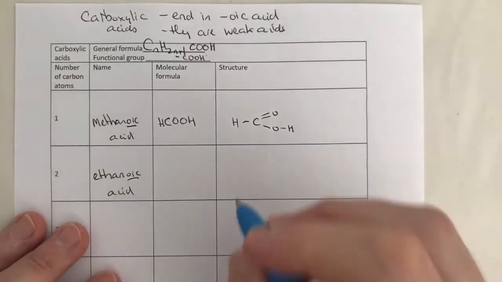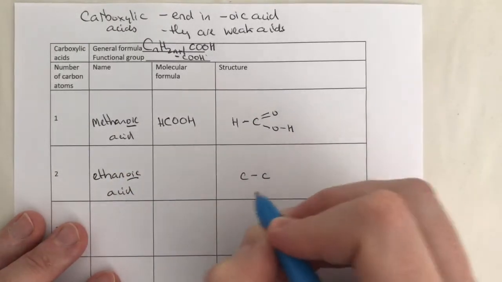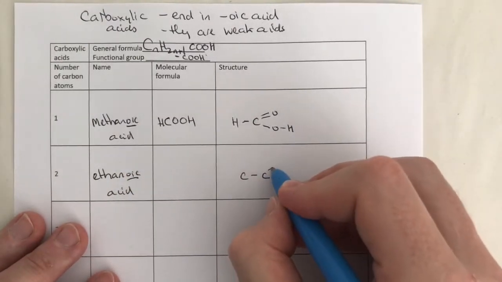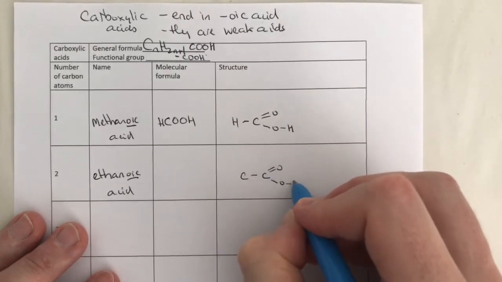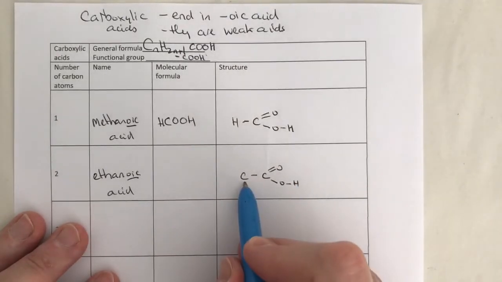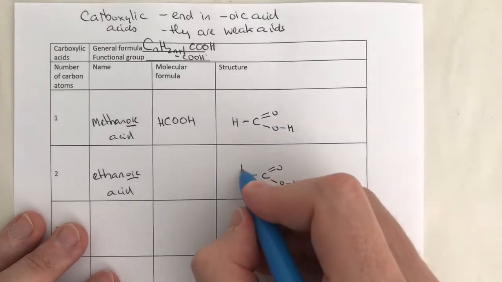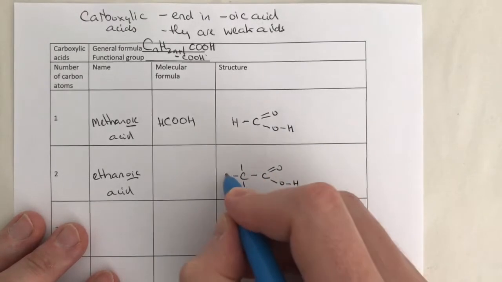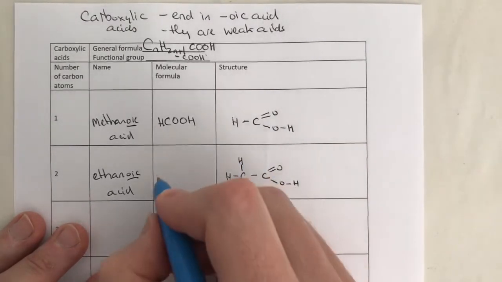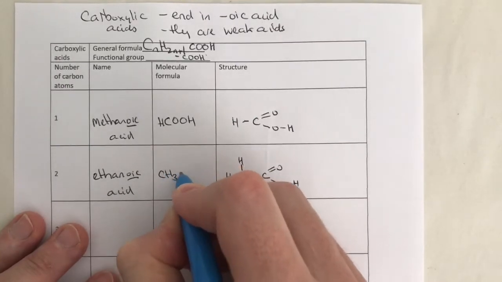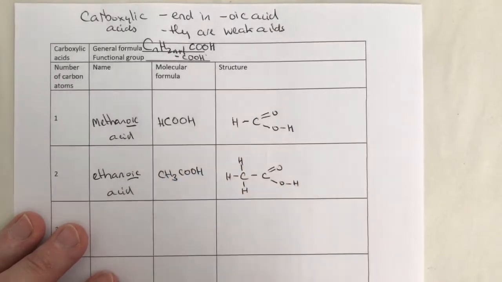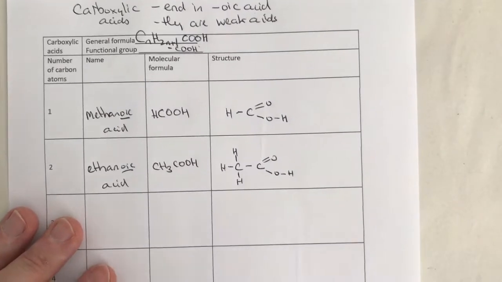Look at the next one down, ethanoic acid. As we said, ethan is 2 carbons. We know that it's got to have this functional group, so there is my functional group. This carbon here needs 4 bonds, so it's got 1, 2, 3, 4. Put on your H's, so it's CH3COOH. Okay, that is how we get that one.